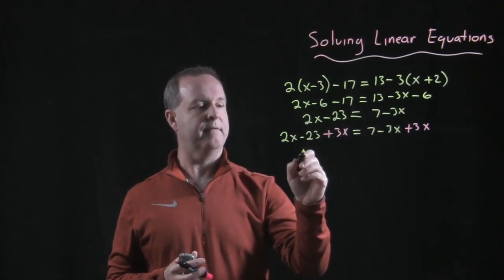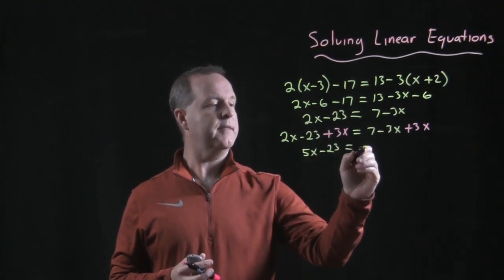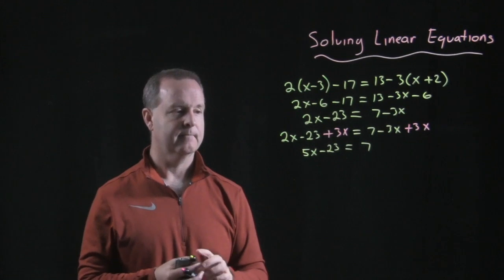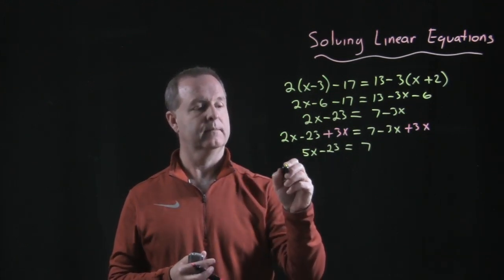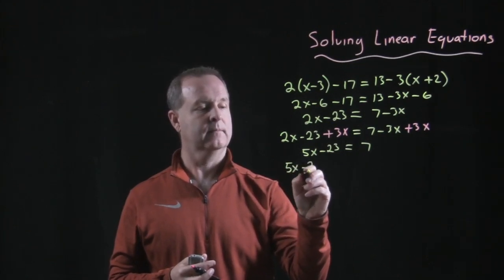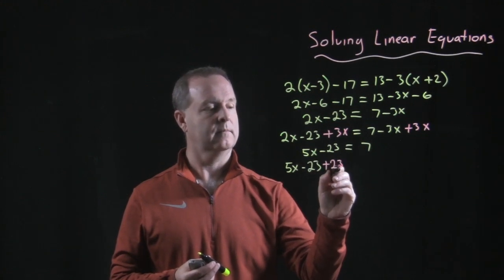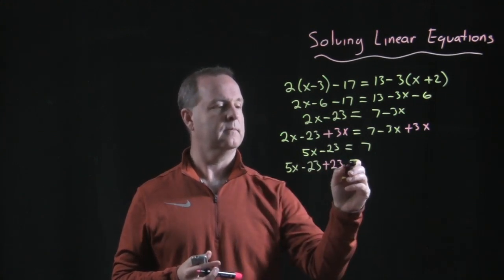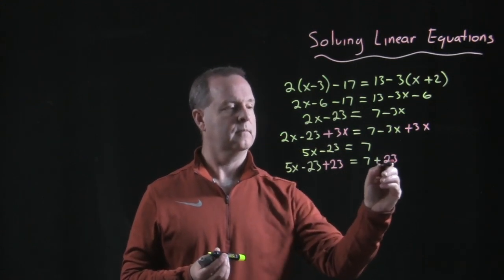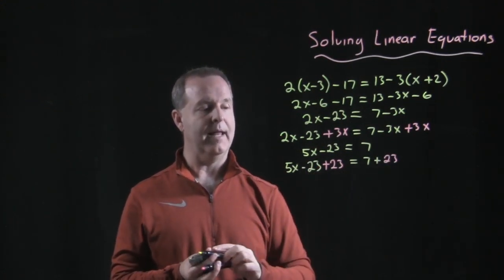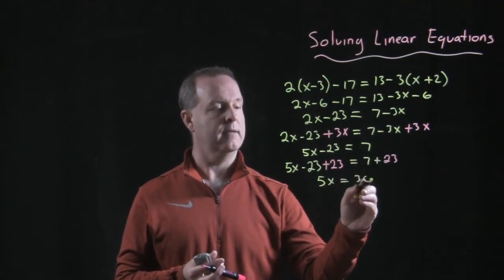2x and 3x is a 5x. Still have that negative 23 hanging around. And then a 7. Let's add 23 to both sides. 5x is all that I'm left with on the left side. So 5x equals a 30.